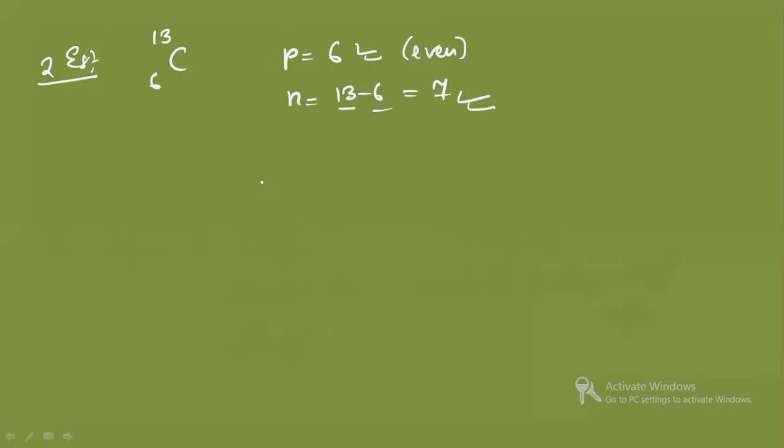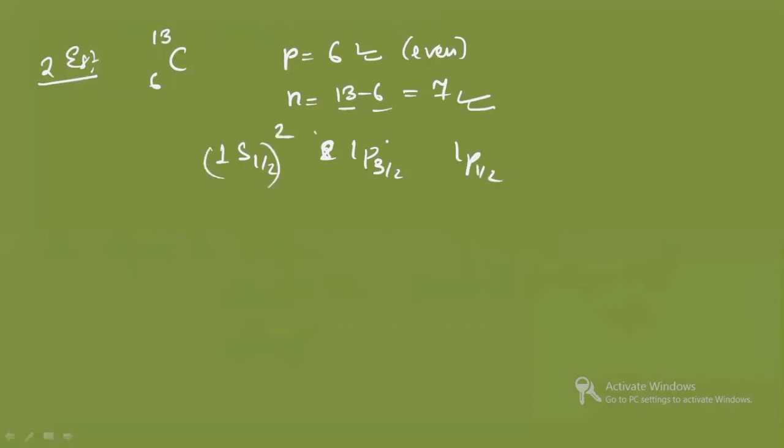The second example I'm taking: carbon-13, with atomic number 6. Here the proton number is 6. The number of neutrons is 13 minus 6, the mass number minus the atomic number, so you will have 7. Here the proton number is even, so it will be neglected. The parity will be given by the number of neutrons. For this case, we write 1s 1/2, 1p 3/2 and 1p 1/2.